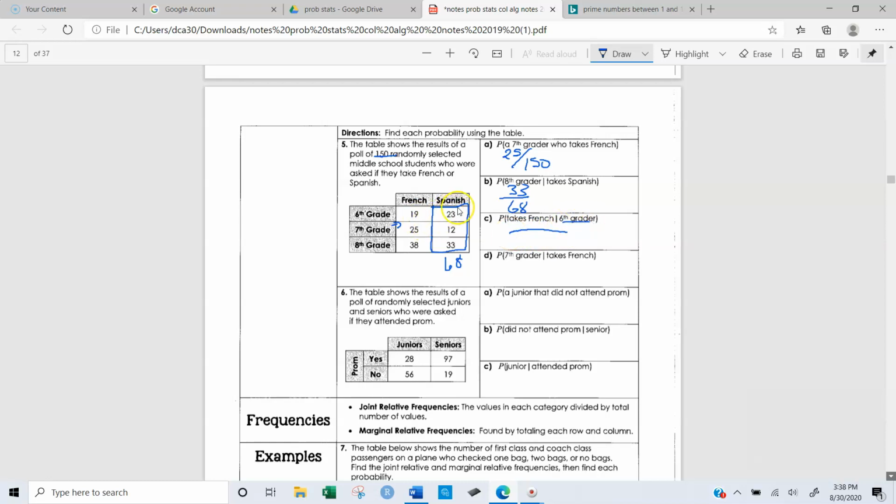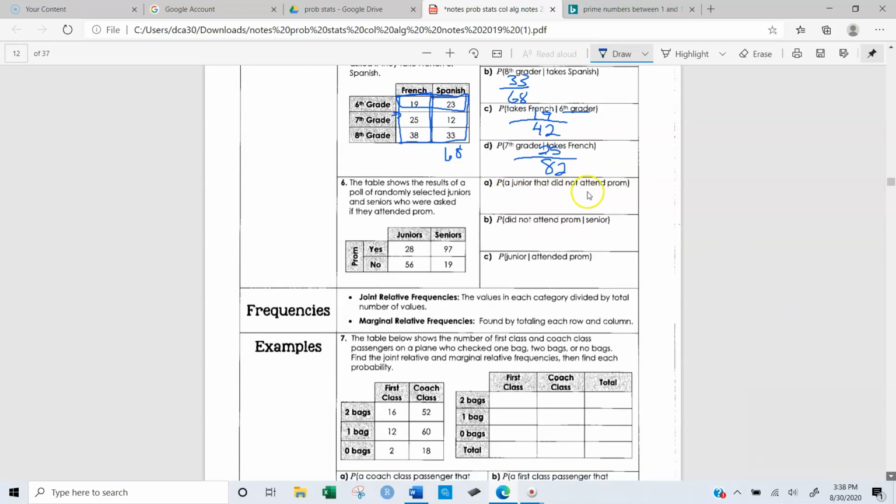6th graders is who we care about, so we add this group up here. So out of these, we have 42 6th graders. Out of this 42, 19 are taking French. 7th graders takes French. So now we care about the French. And when you add all those up, I think there's 82 of them. How many of them are 7th graders? And the answer is 25. Okay, pause and do yours.